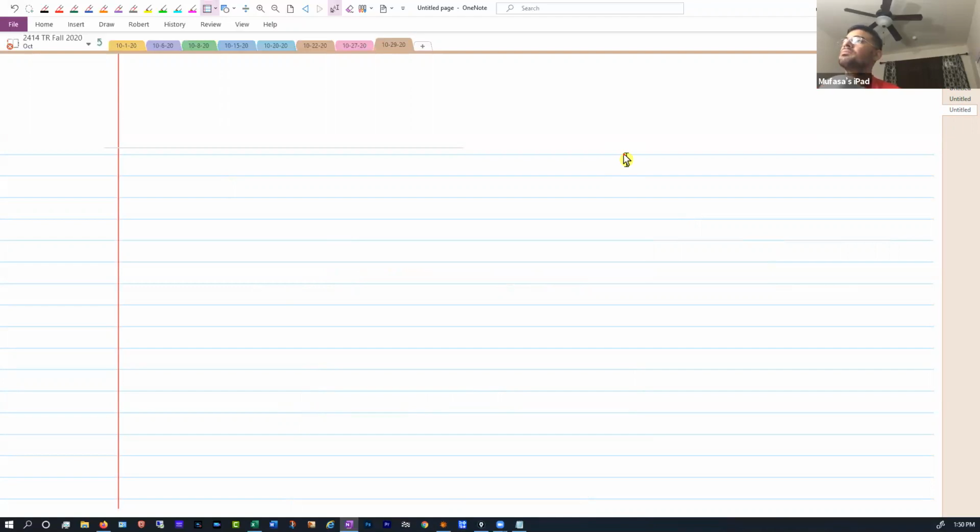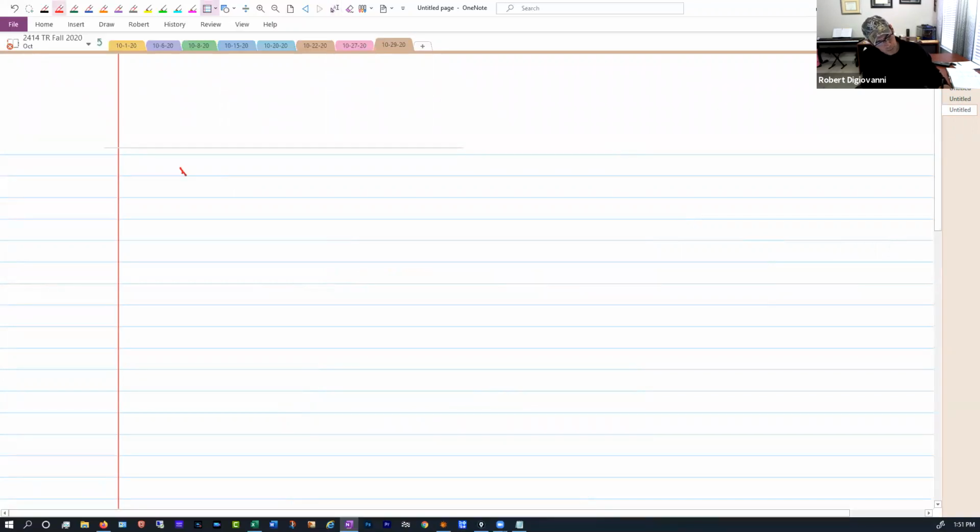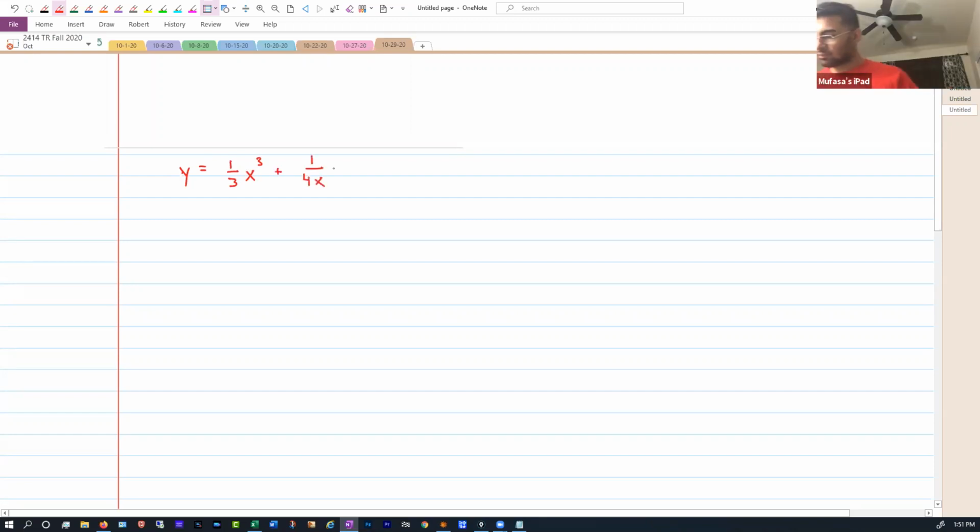So let's do y equals 1/3 x cubed plus 1/4x on the interval 1, 2.